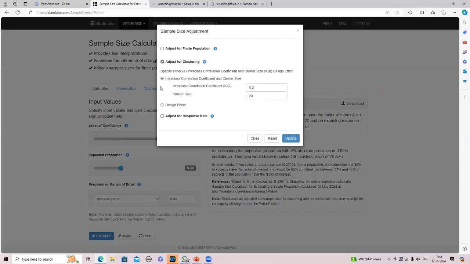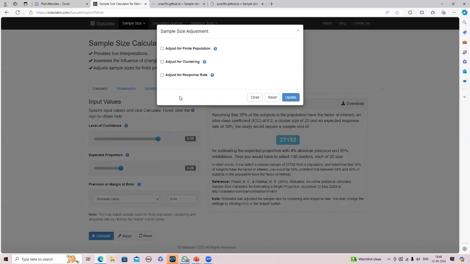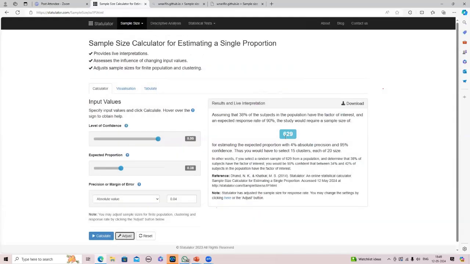Okay, cluster, I have to remove that. So if you put 0.9 here and update, your sample size goes from 566 to 629, correcting for the 10% response rate. So this is the information you have to provide for the estimation of a proportion, or these are the adjustments.